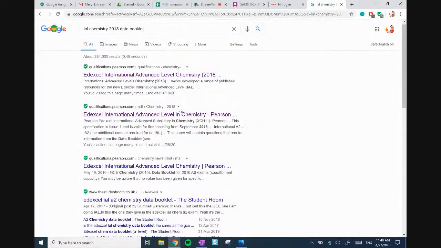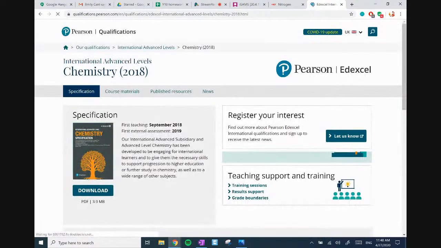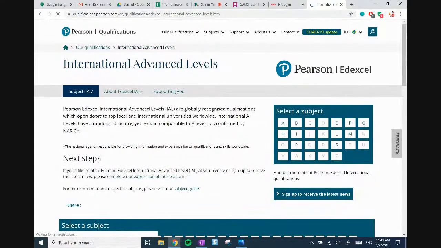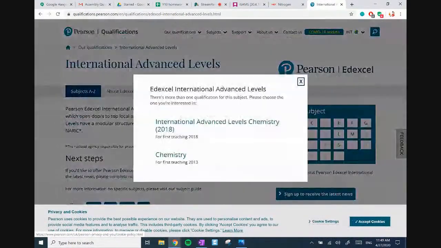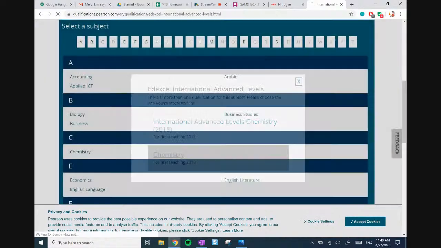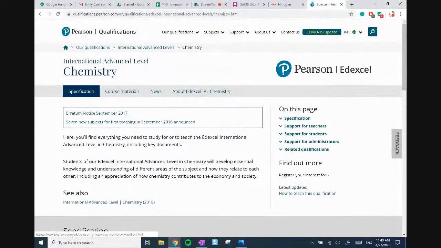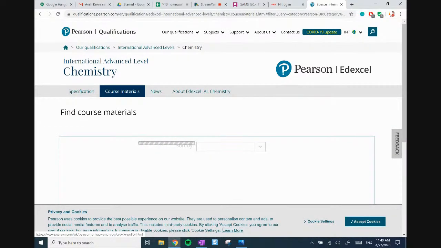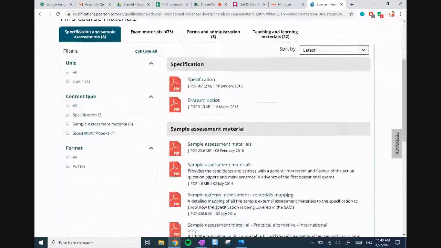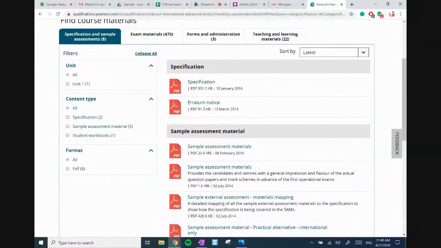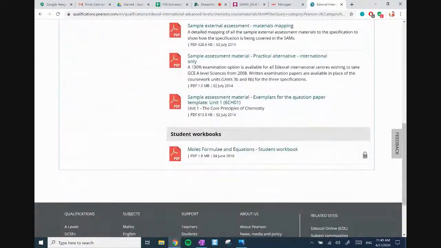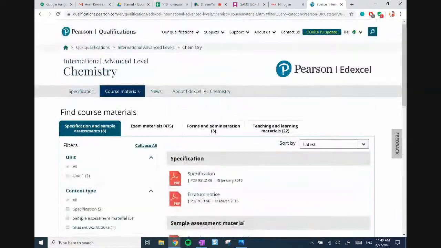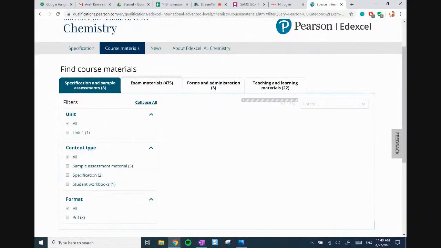Eek. I've gone and lost it. I want the old specification, not the new one. Chemistry. Oh, right there. 2013. Course materials. Yes. Where's the right specification? Changes to mark scheme. Where's the students' workbook? No. Sample assessment, teaching and learning exam materials.